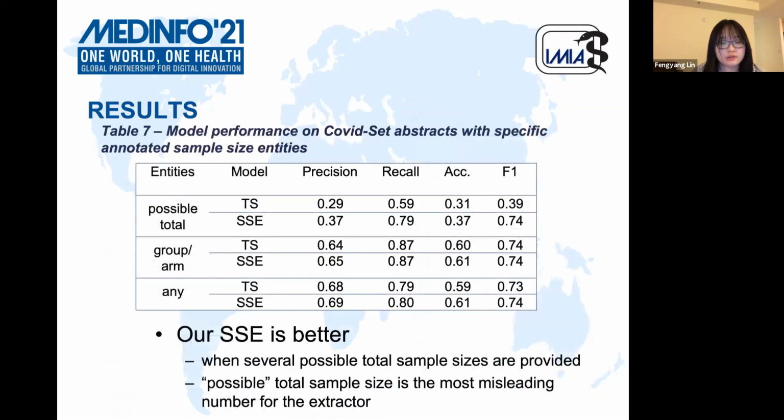After that, we also perform some detailed analysis, and we compare the model performance on COVID sets with specific annotated sample size entities. As shown in Table 7, our sample size extractor is better when several possible sample sizes are provided. And the table also indicates that possible total sample size is the most misleading number for the extractor.